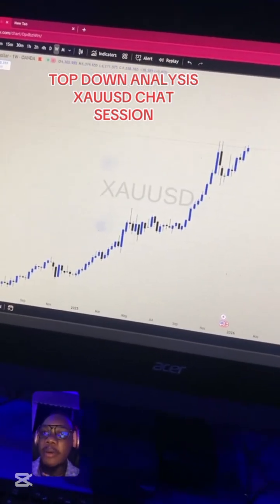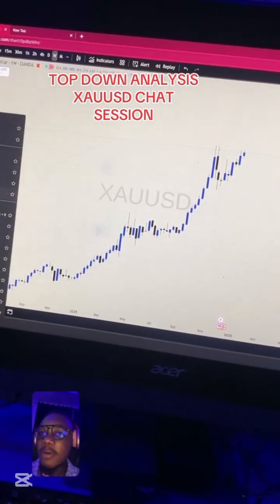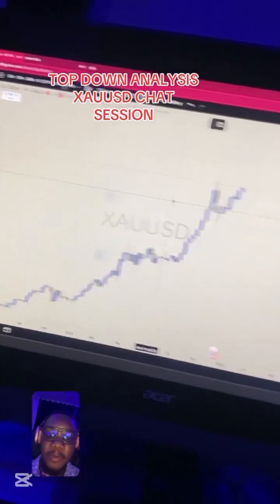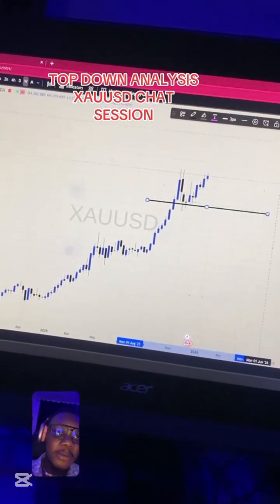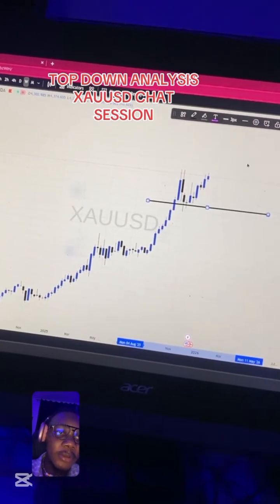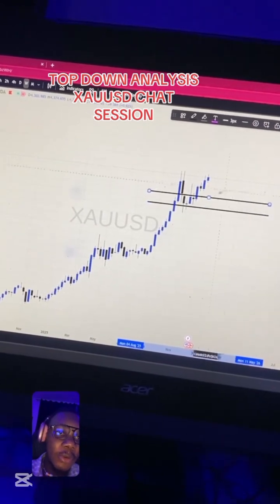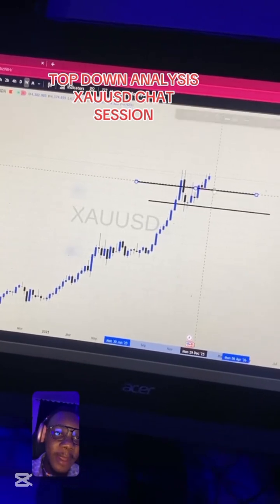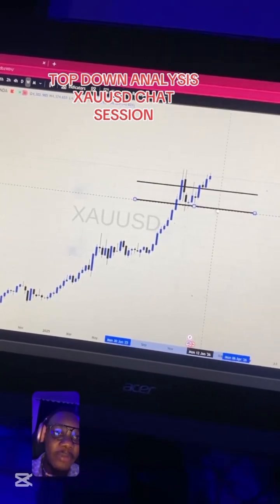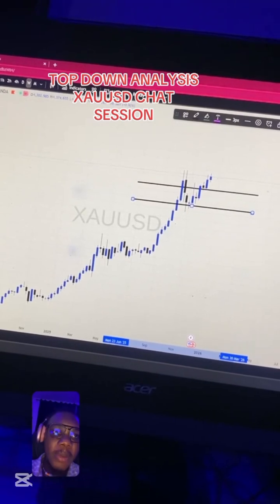Now, what do we do here? If you see any level of interest like I have seen from the weekly time frame, like here, you mark it out. You clone it. You clone anywhere you find interesting, like you see a level, minor rejection, you should mark it out.